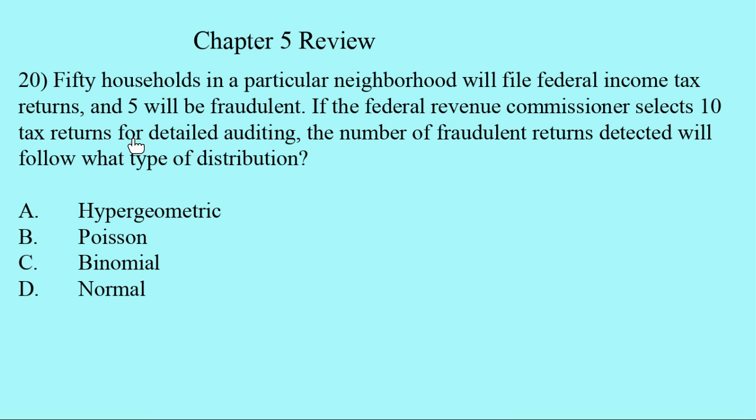Okay, number 20. 50 households in a particular neighborhood will file federal income tax returns, and 5 will be fraudulent. That just means they lied on their income tax. If the Federal Revenue Commissioner selects 10 tax returns for detailed auditing, the number of fraudulent returns detected will follow what type of distribution? Hypergeometric, Poisson, binomial, or normal?